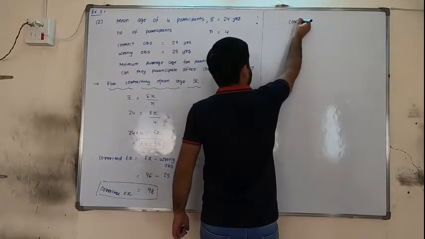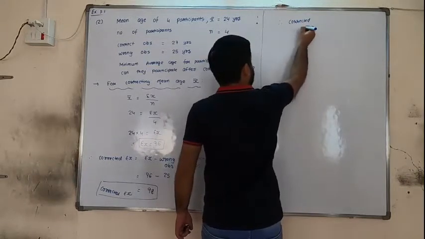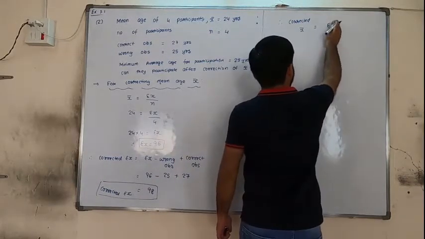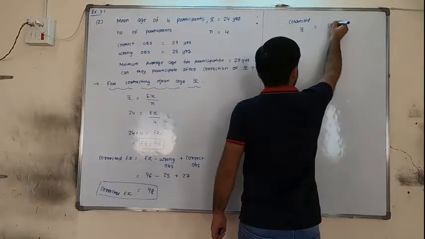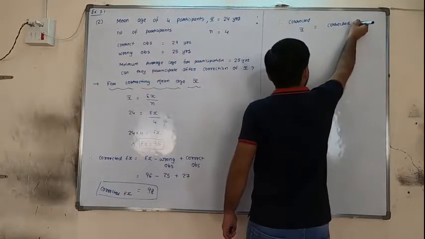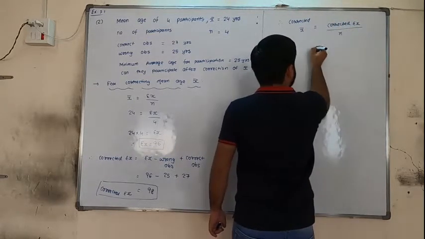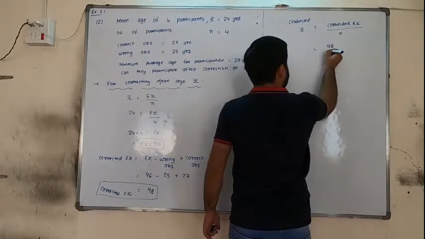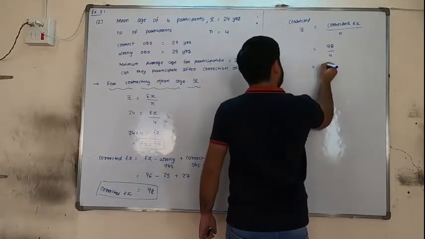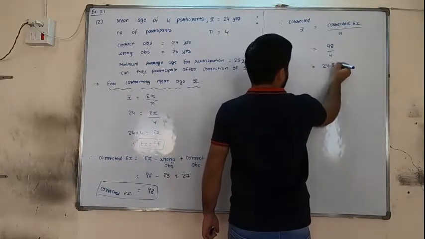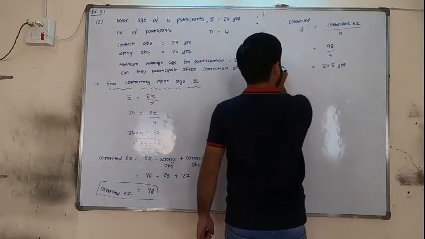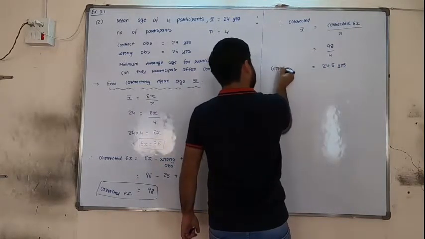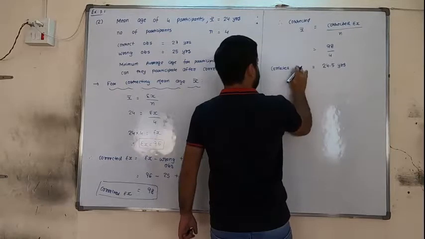Therefore, corrected x bar is equal to corrected sigma x divided by n. 98 divided by 4 is 24.5 years. Corrected x bar.